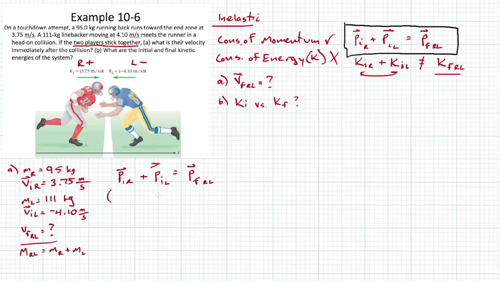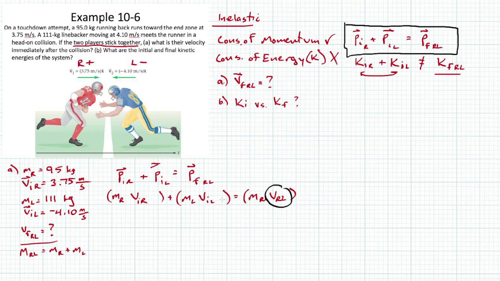We can break this down into their separate parts. We know that momentum is mass times velocity. So that's going to be the mass of the running back times the initial velocity of the running back, plus the mass of the linebacker times the initial velocity of the linebacker, equals the mass of them together times the velocity of them together. And that right there is really what we want to find. This is what we're solving for.